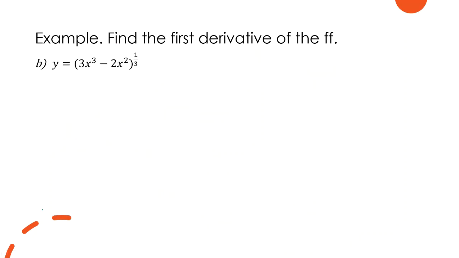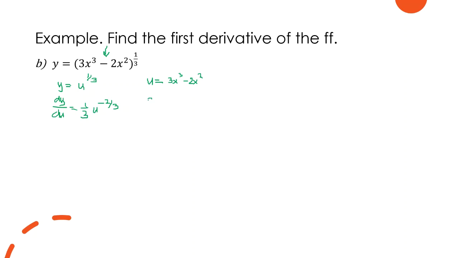Another example is to find the first derivative of the function y equals 3x cubed minus 2x squared, raised to 1/3. As you can see, our exponent is quite complicated, so in order to solve this easily, we can use the chain rule. Again, letting the values inside the parentheses be our u, we have u equals 3x cubed minus 2x squared, and y is equivalent to u raised to 1/3. Now, deriving y with respect to u, we have 1/3 u raised to 1/3 minus 1, which is equivalent to negative 2/3.